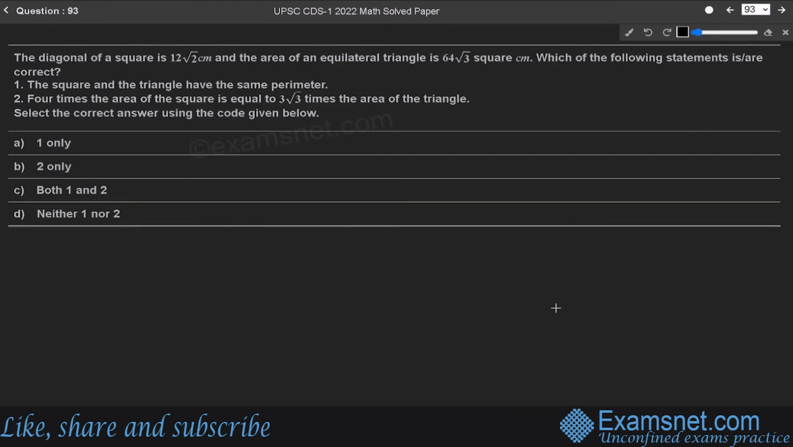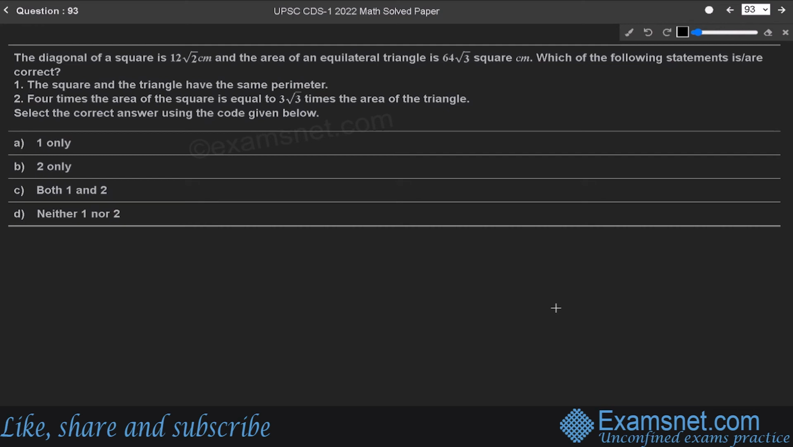Next question is: the diagonal of a square is 12 root 2 centimeter and the area of an equilateral triangle is 64 root 3 square centimeter. Which one of the following statements is or are correct? Let us see the statements first. The statements are: the square and the triangle have the same perimeter. The second statement is: 4 times the area of the square is equal to 3 root 3 times the area of the triangle. We have to select the correct answer using the codes given in the question.